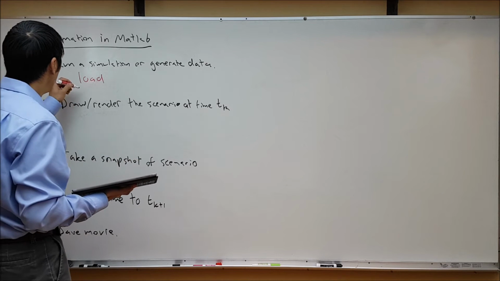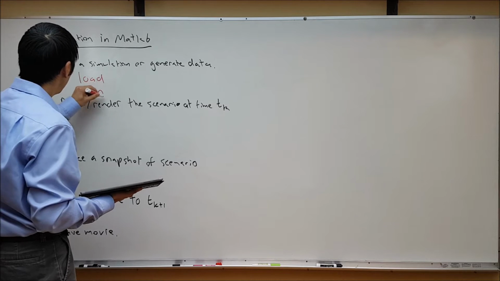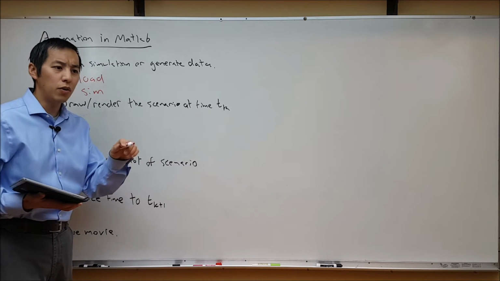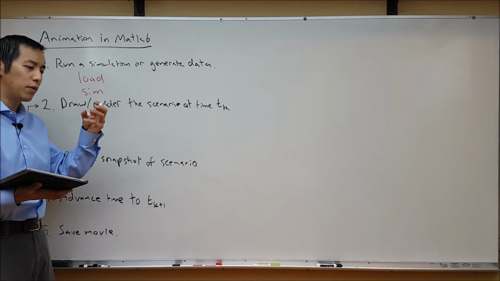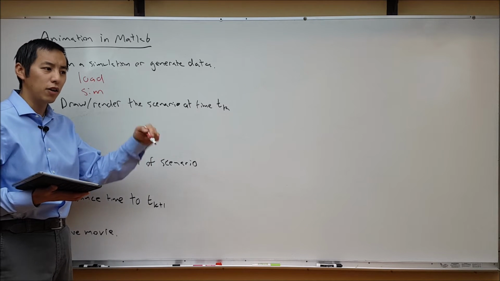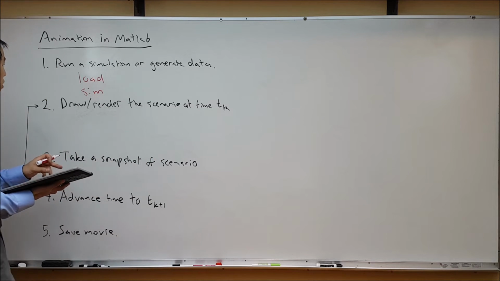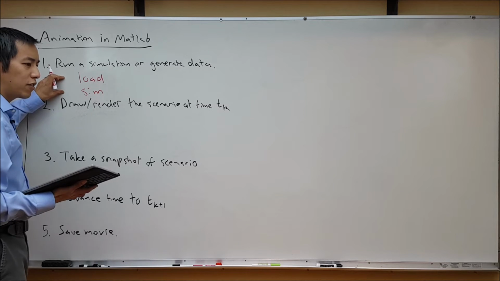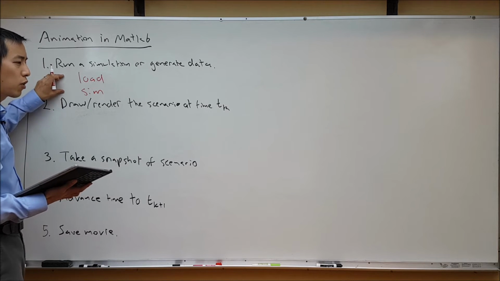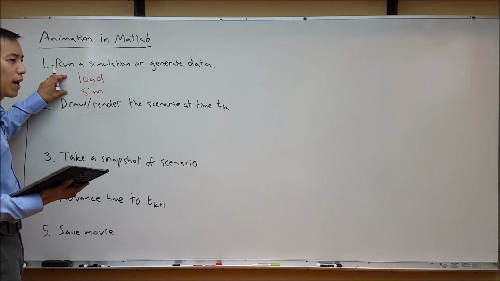This is very helpful. You could use the sim command to do that. Again, we've got a video here discussing how to interact between a Matlab script and a Simulink model. I'll leave a link for that in the description as well. But again, step one is just about getting the data that you are trying to animate into your Matlab workspace.